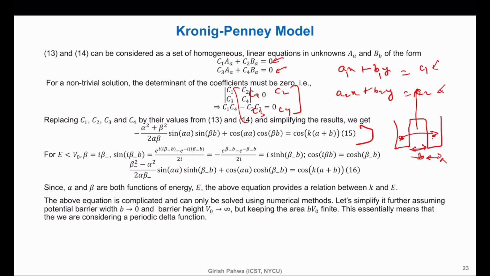So after making this assumption, what do we get? Because V naught tends to infinity, and I know that beta minus square is 2m into V naught minus E by h bar square, I can neglect this E in front of V naught. So it becomes 2m V naught by h bar square, and definitely it is much greater than alpha square, because V naught is infinity here, and in alpha square I simply have 2mE by h bar square. V naught is much greater than E, right? So in front of beta minus square, I'm going to neglect this alpha square. Okay, so this is gone.